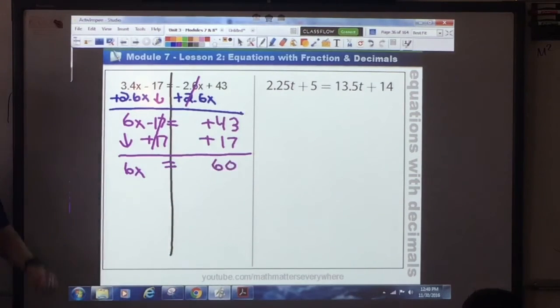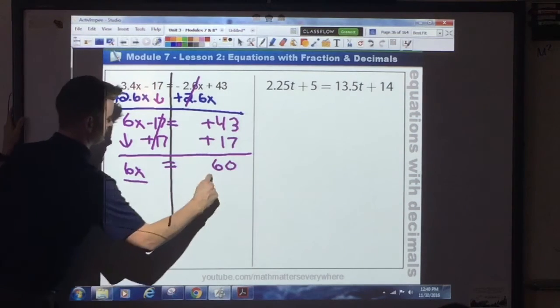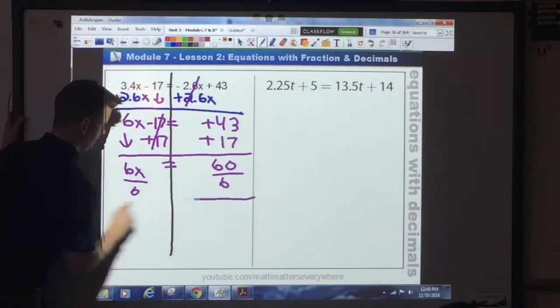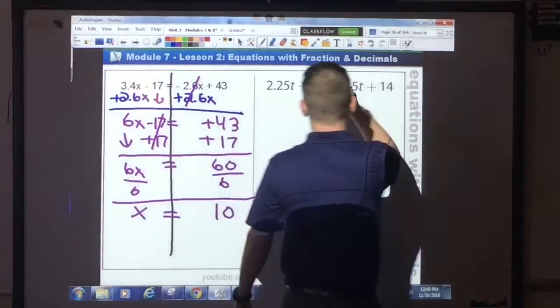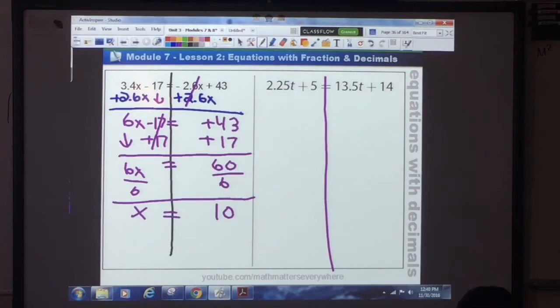And then everybody in this room knows what to do. You divide both sides by the 6, which is the, what's the proper name? Coefficient. I divide both sides by 6, and I get x equals 10. Baby. All right, next one.